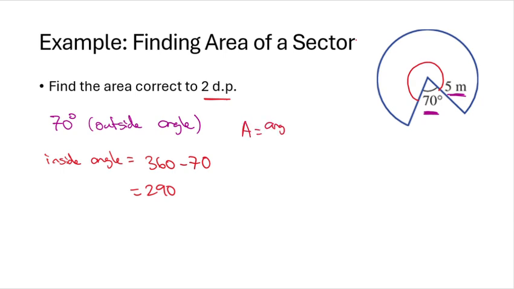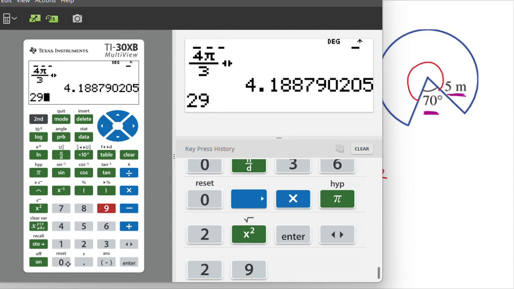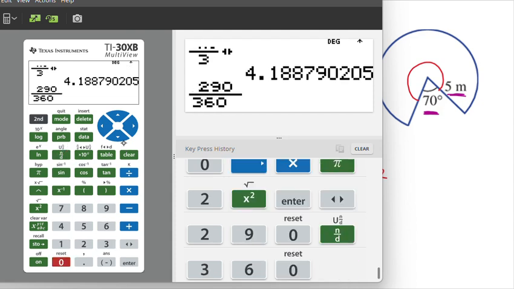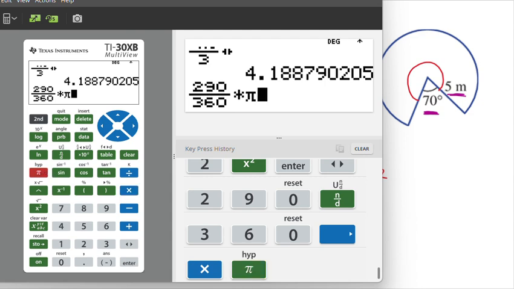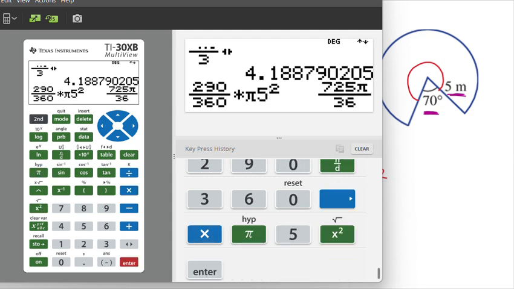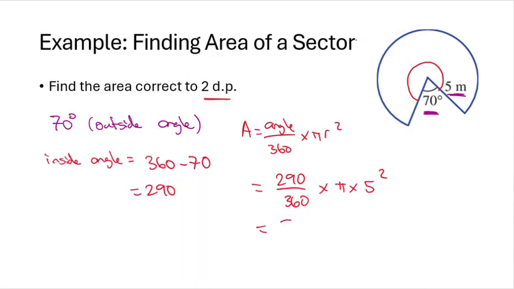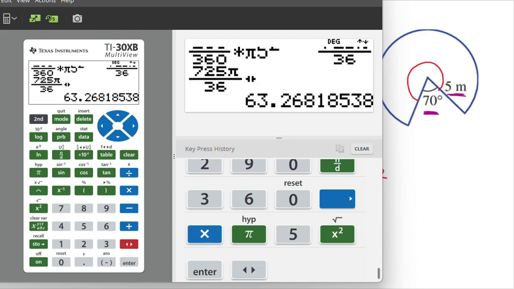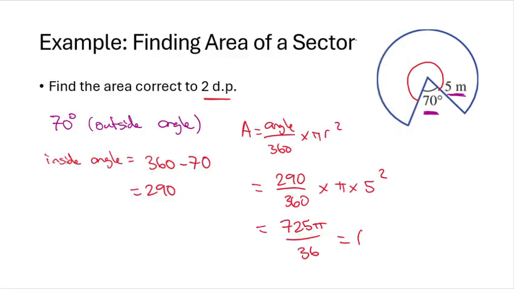So A is equal to angle over 360 times pi r squared. So it'll be 290 over 360 times pi times 5 squared. Now, if you type this in exactly into your calculator, I end up with 725 pi over 36. And if you convert this to decimal, it'll be 63.27.